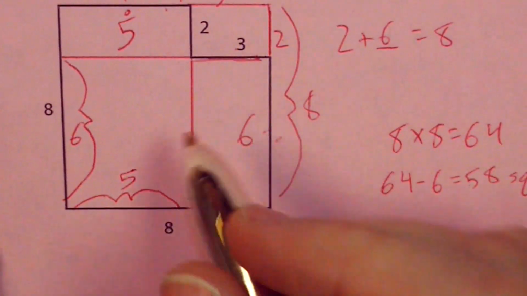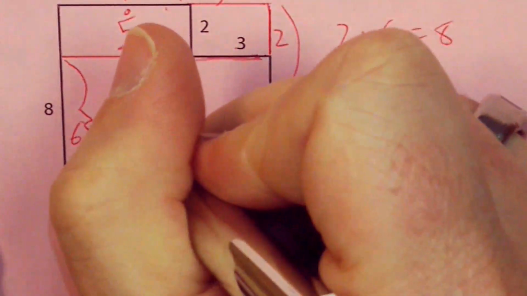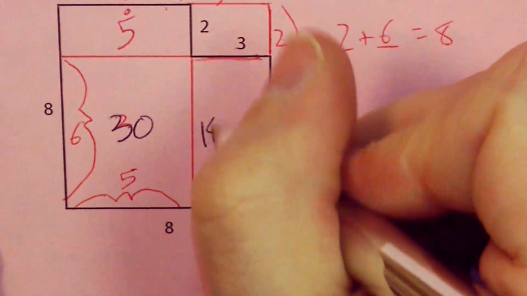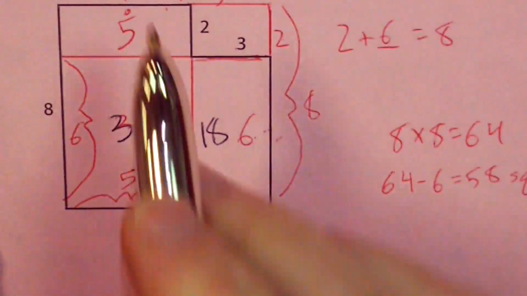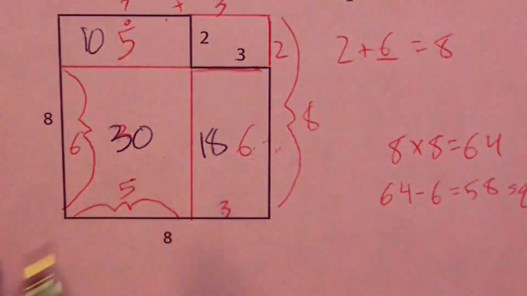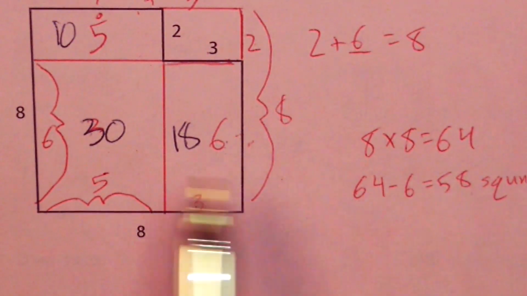6 times 5 is 30. I'll just write it in. Ooh, I'll write it in a different color. 6 times 5 is 30. 6 times 3 is 18. And then 5 times 2 is 10. And if I add 30 plus 10 plus 18, I would get 58. Same units.